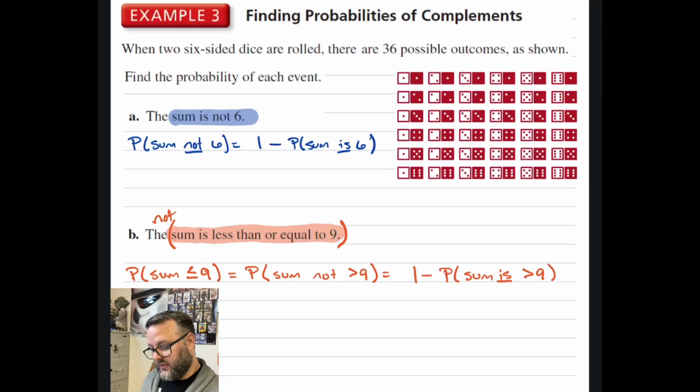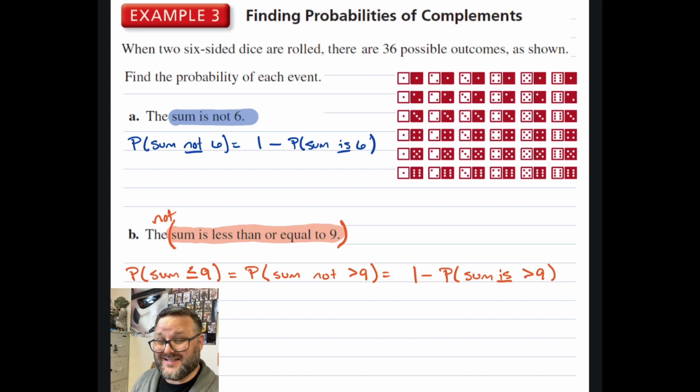We're working on example 3, and we're going to find the probability of complements. Really what that means is we're taking a not statement and turning it into a true statement. For example, in A, it says the sum is not 6. We're rolling 2 dice, and there are 36 possible outcomes. The dice in red just illustrate what's possible. We're supposed to find the probability of each event.